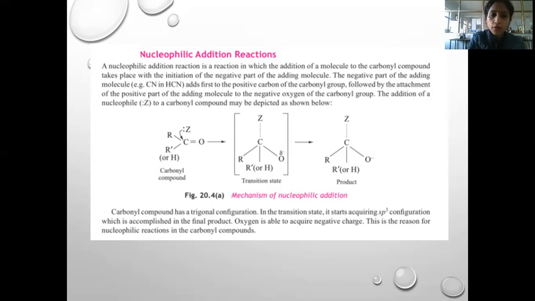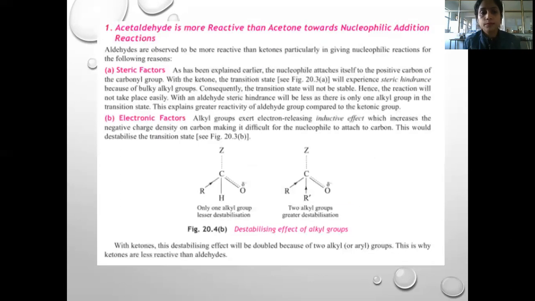If you see the geometry of the intermediate, the transition state, it is a trigonal configuration. And in the transition state, it starts acquiring sp3 from sp2 hybridization. That is, the double bond character is lost in the transition state, but then it is resumed in the final product. Because oxygen is able to acquire this negative charge, that is why nucleophilic reactions occur in carbonyl compounds.